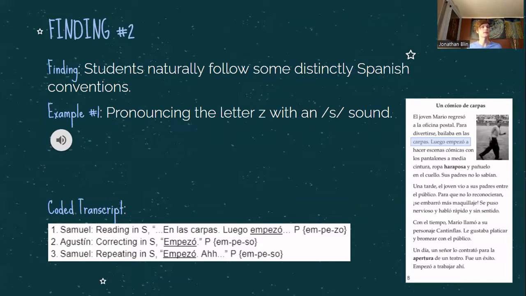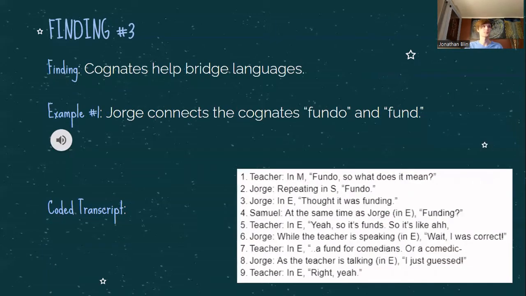Right, so Samuel says empezó with the Z. Augustine corrects him by saying empezó, and then Samuel repeats that correction, empezó. So you can see that Augustine clearly, naturally had an understanding that the Z sound made an S noise, or that in this word you make the S noise.